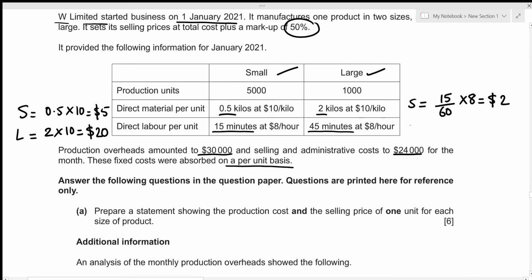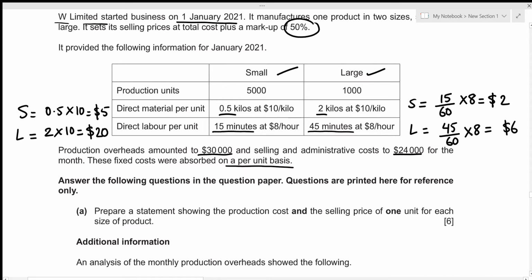Let's repeat the same process for large sizes. We require 45 minutes of direct labor. Let's convert it into hours. So that's just going to be 45 by 60. Now we can multiply it with our direct labor rate of $8 per hour. Now this gives the direct labor cost required in order to produce 1 unit of large sizes to be $6.